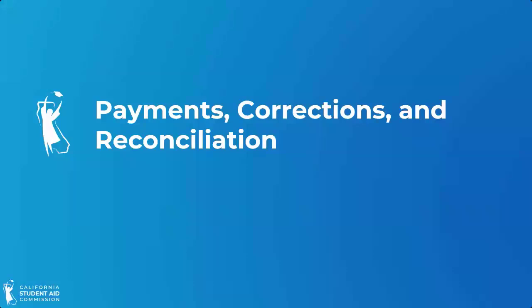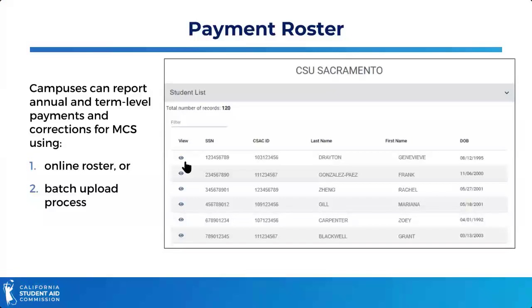Next is payments, corrections, and reconciliation. Now, campuses can report annual and term level payment and corrections for middle class using either the online roster or the batch upload process. Now, as you can see with your list of students, to view a student and get into corrections, you will select the eye icon under View.